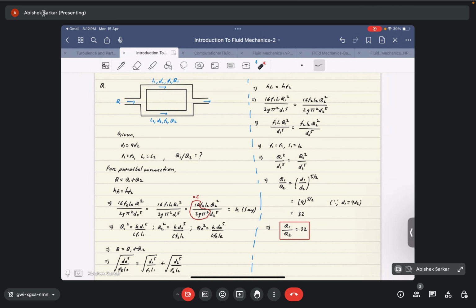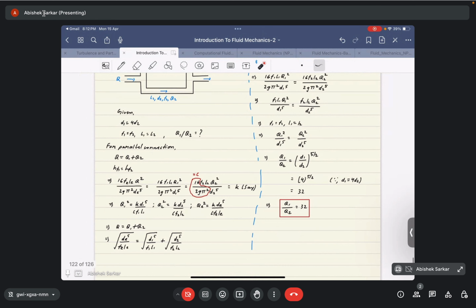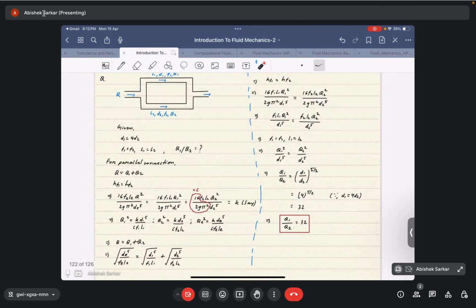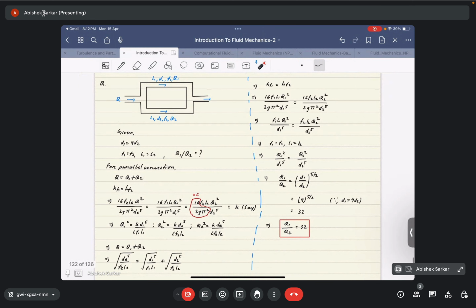We know that in the case of a parallel connection, the net flow rate is equal to the sum of the volume flow rates, Q1 plus Q2, and the head loss in both the pipes is the same. I will not go back and revisit the formulas once again; for your understanding, I have written the formula. So we have that HF1 is equal to HF2.